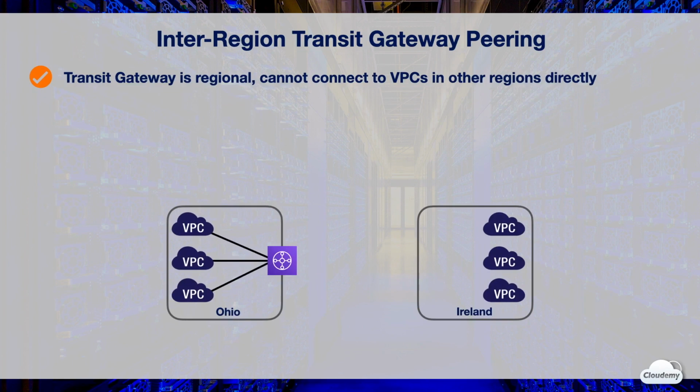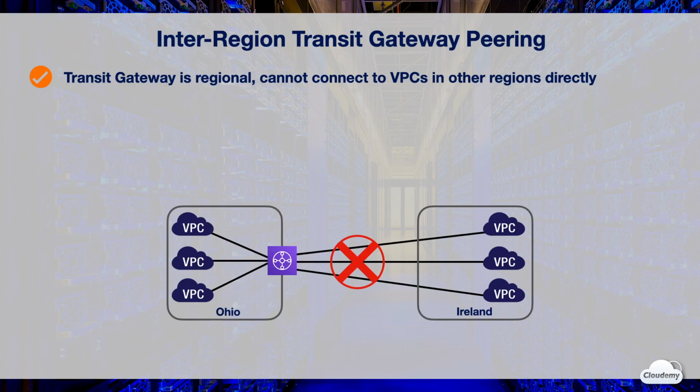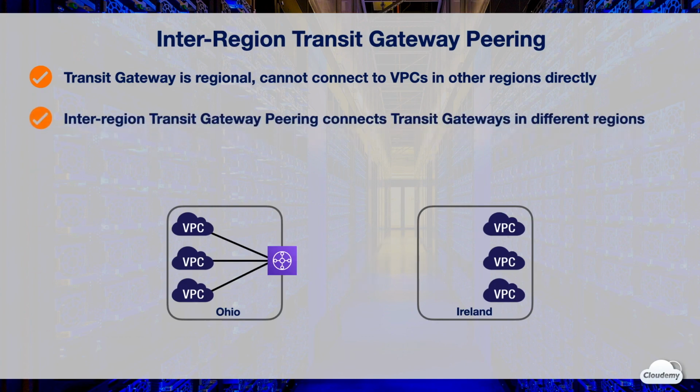A Transit Gateway acts as a regional virtual router for traffic flowing between on-premises networks and VPCs in the same region. You cannot connect a Transit Gateway in one region to VPCs in different regions directly. You can create transitive interconnections between VPCs in different regions using inter-region Transit Gateway peering. Transit Gateway supports peering connections between transit gateways in different regions. With Transit Gateway peering, VPCs in different regions can communicate with each other.